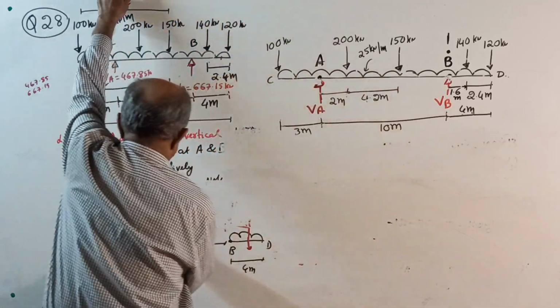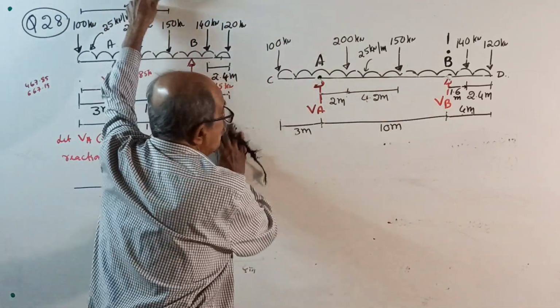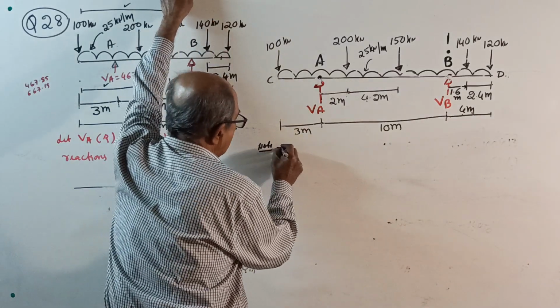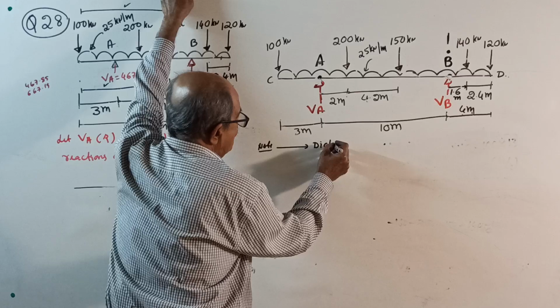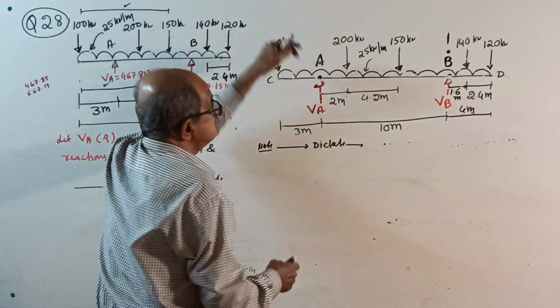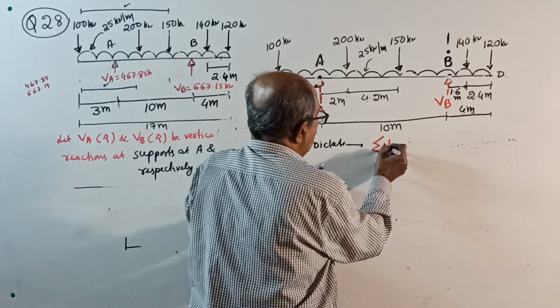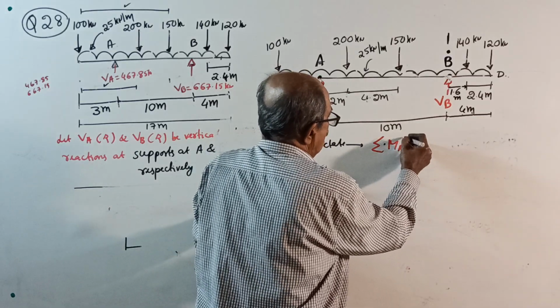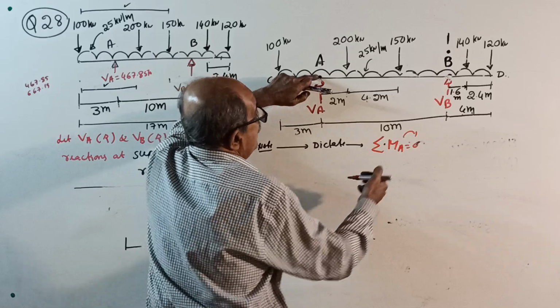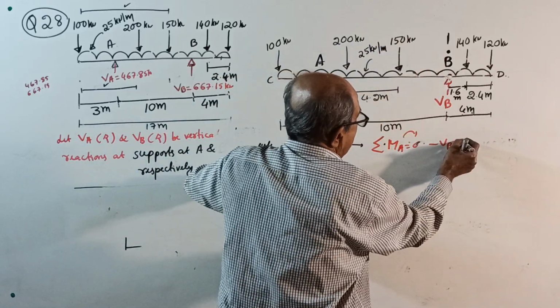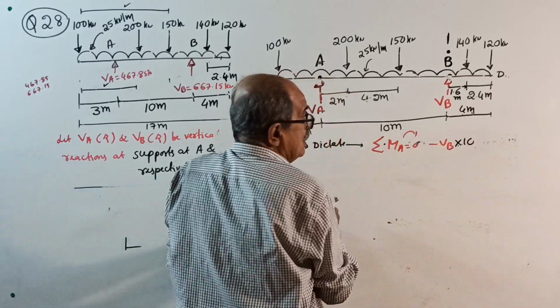Okay, this is over. Now make a note. It will help you. What I dictate, you write. What I dictate, you write. First consider sigma M about A equal to 0. First solution: clockwise positive. Okay, take point about A. Minus VB into 10. I am going back to first solution.